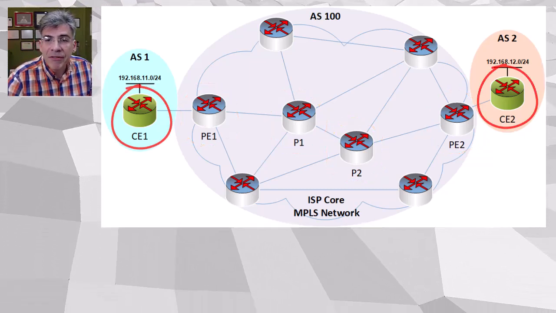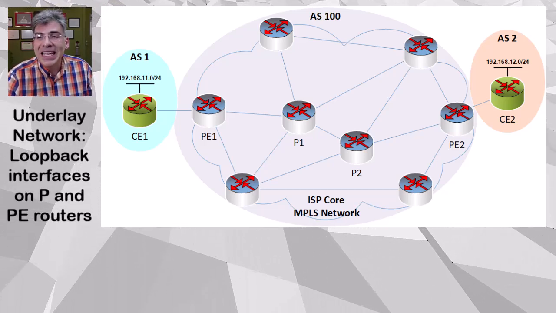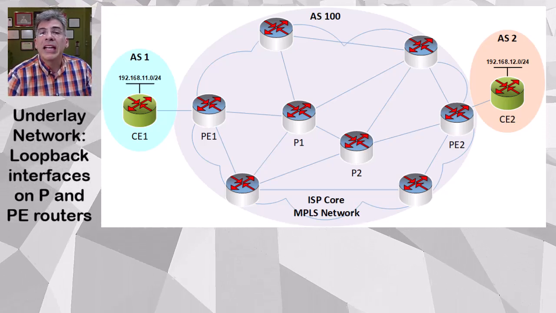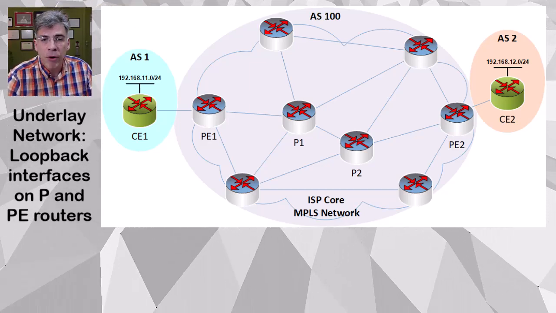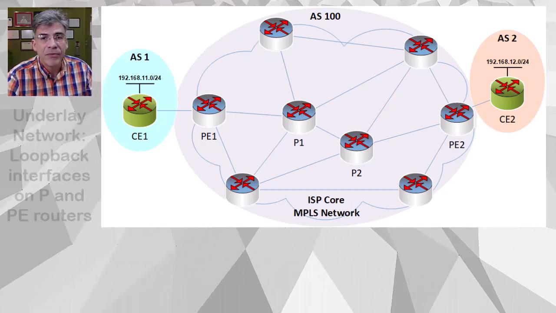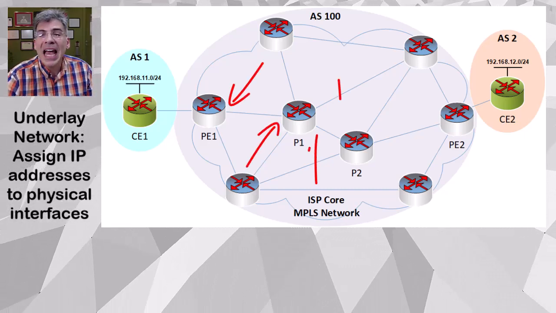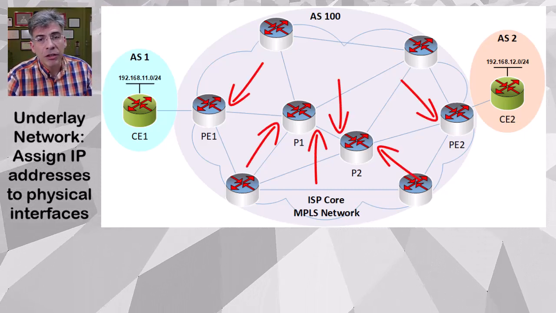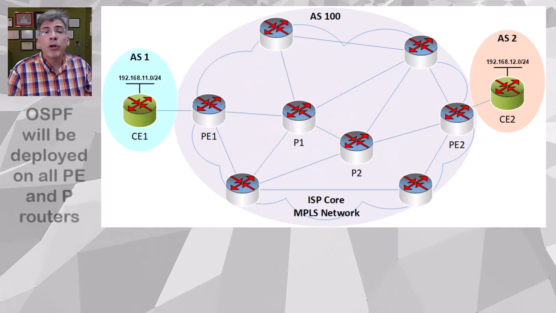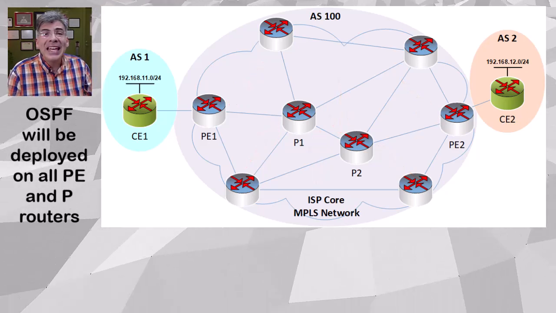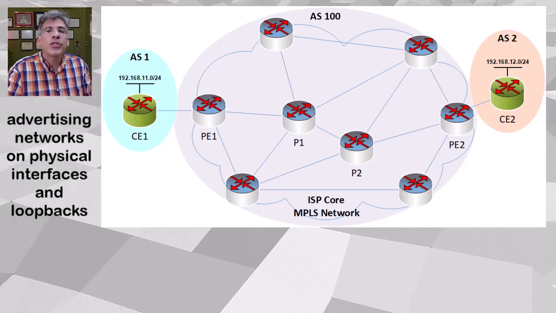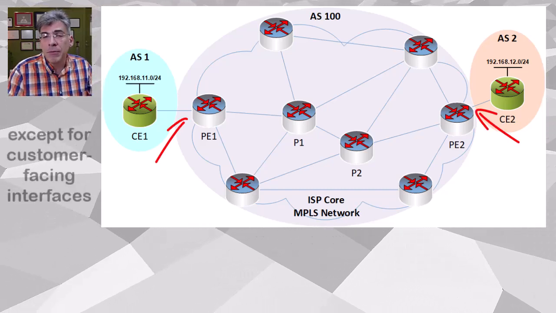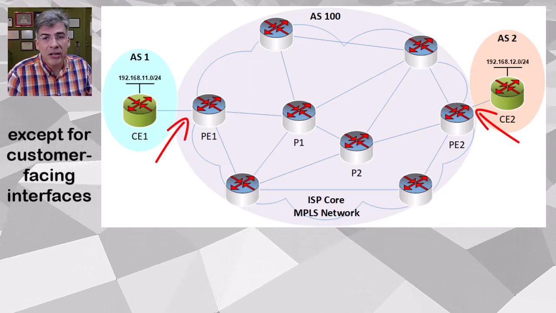First, we'll be looking at configuring the underlay network of the PE and P routers by creating loopback interfaces and assigning them IP addresses for the purpose of forming LDP adjacencies. We'll also assign an IP addressing scheme to the physical interfaces as well. Next, we'll employ OSPF between all PE and P routers, including the loopbacks, except for those interfaces facing the customers, such as these ones here.